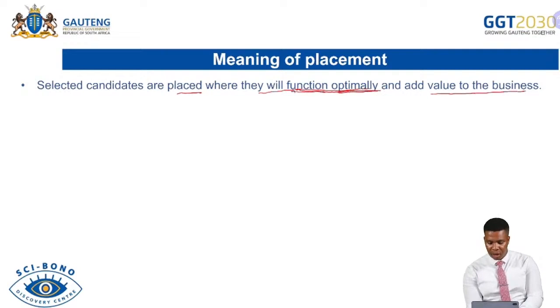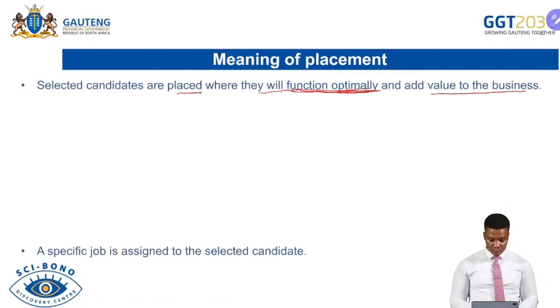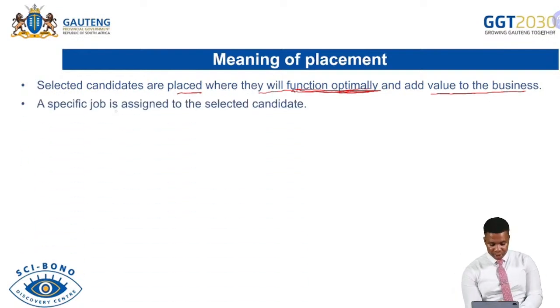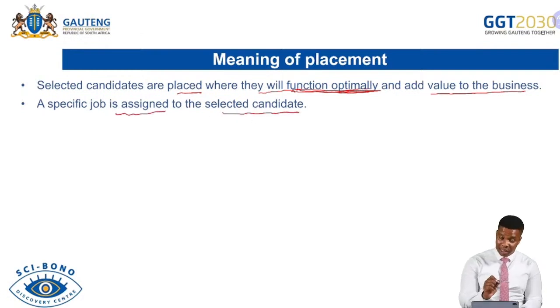So when we say you will function optimally, it means you are going to do your best, because you will be placed in a position where you have the skills and capabilities to perform the duties required by the position. And then as we proceed, a specific job is assigned to a selected candidate. So during the placement, a specific job is assigned, a position is given to you.